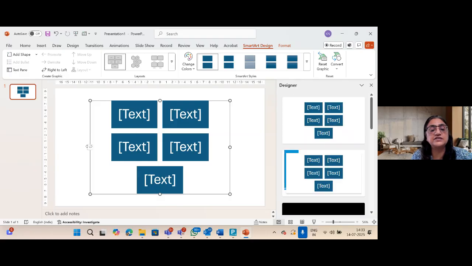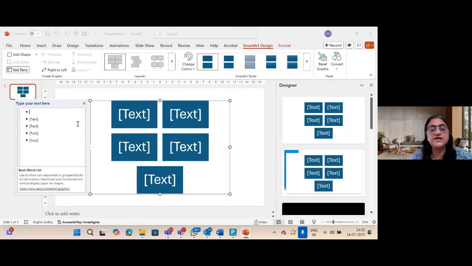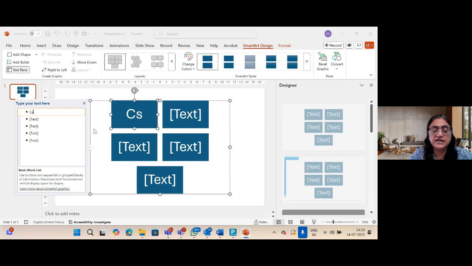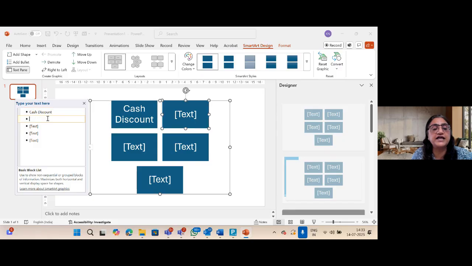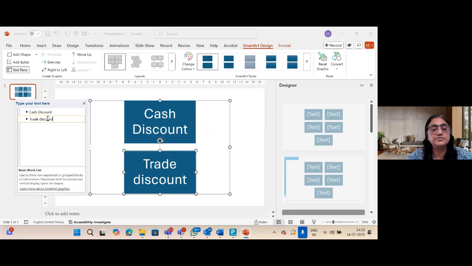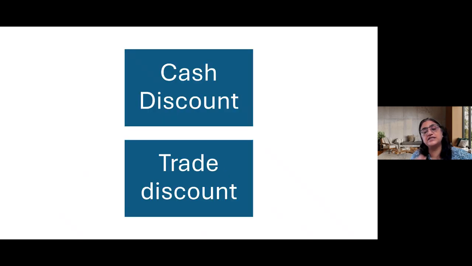The first one is cash discount, and the second one is trade discount. Cash discount is always provided, or received, when the transaction happens in cash.